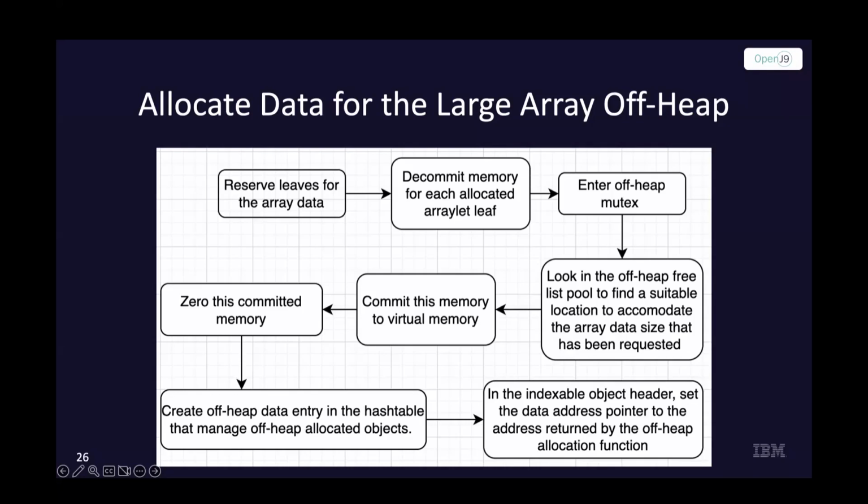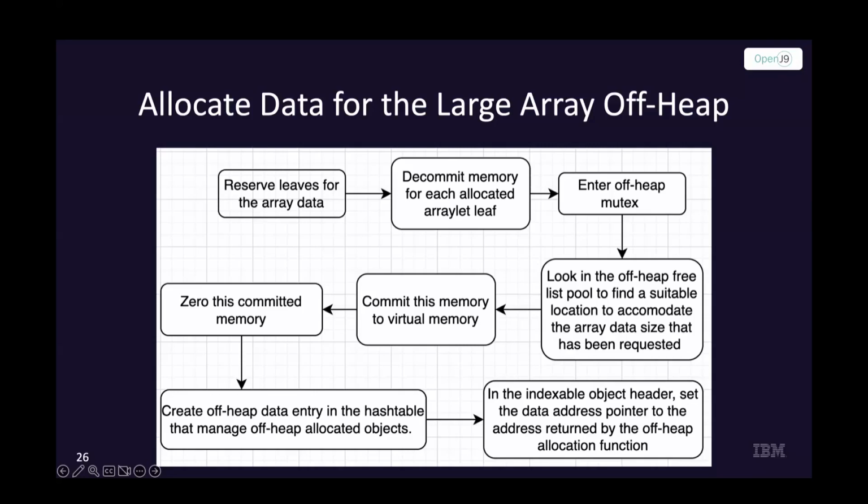So once this large array object dies and is reclaimed by GC through a new scan that's been introduced at the end of a GC that scans the heap for dead spine objects with data allocated off-heap, we recommit those same leaf regions, and the original leaves are mapped back to their original state, and these regions can now be used again to allocate new objects.